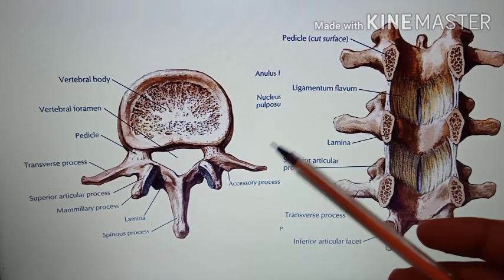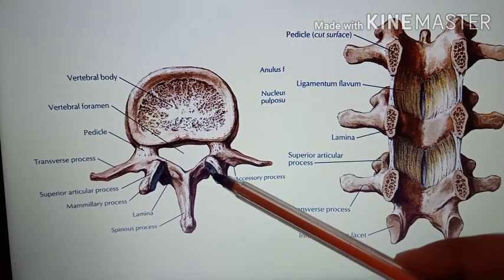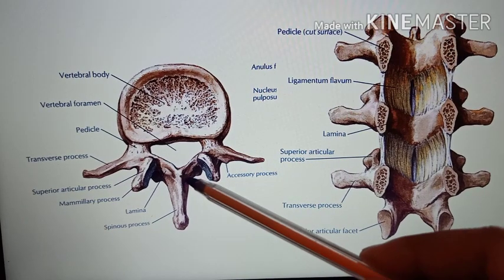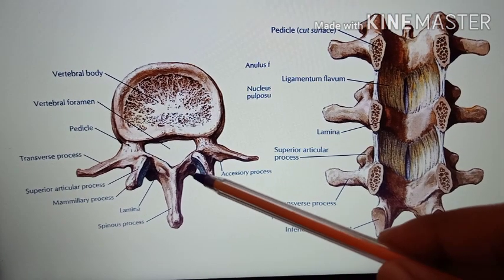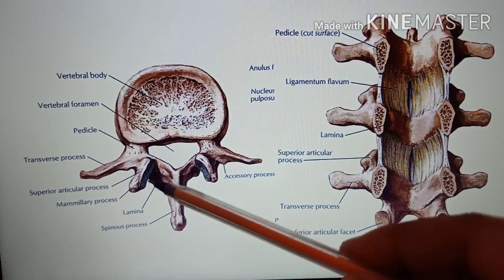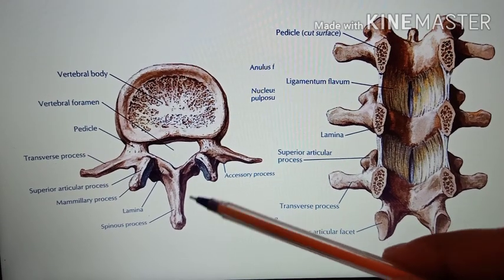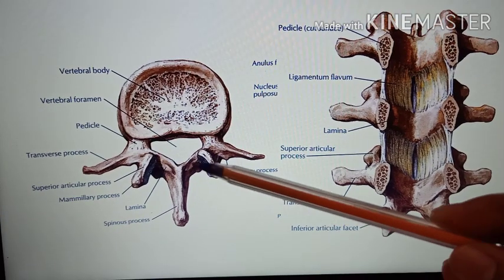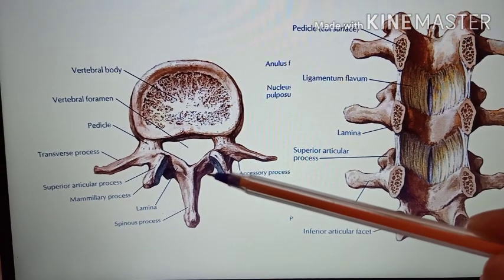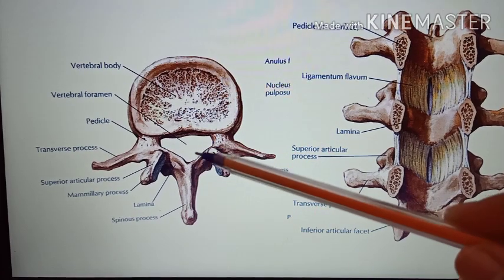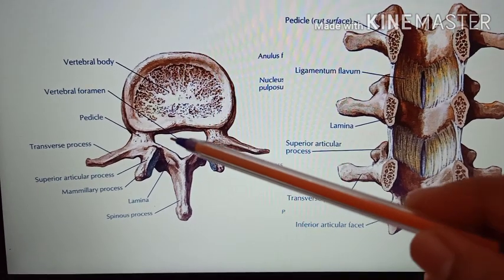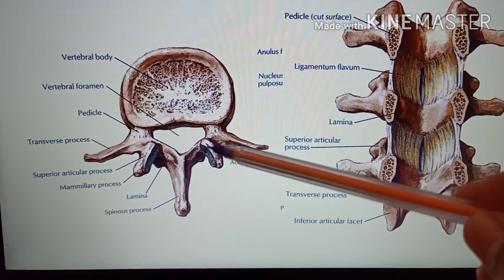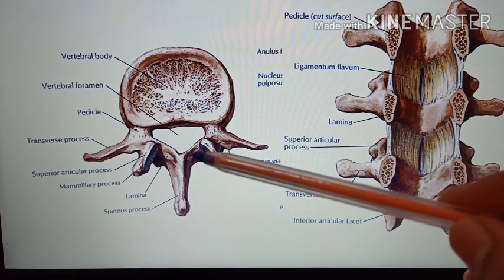Next, what we are going to see is the lamina. So what is present here on both sides, this is the lamina. These laminae are short, thick and broad plates. They are directed backwards and medially to complete the vertebral foramen posteriorly. So for the completion of this vertebral foramen, you are having this lamina which is directed backwards and medially.